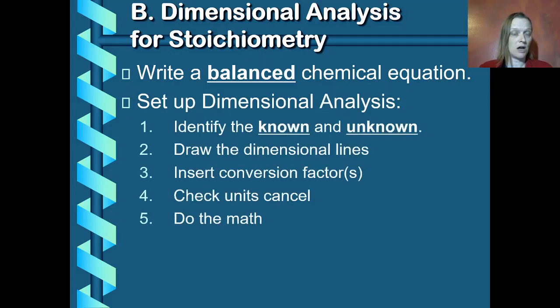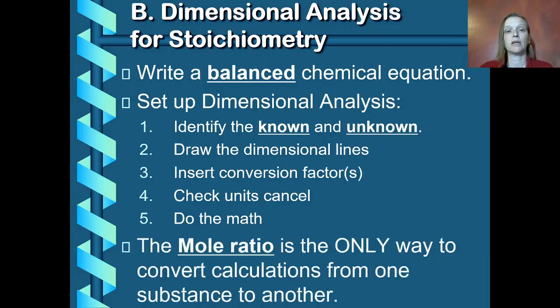We've been doing these already, but just as a refresher, these are the steps for dimensional analysis. You identify your known and your unknown. You draw the dimensional lines. You insert the correct conversion factor. You check that units cancel, and then you do the math. Remember, the mole ratio is the only way to convert from one substance to another substance in a calculation. So if you're given information about one substance and you're supposed to calculate something about a different substance, that's when you know you have to use a mole ratio.